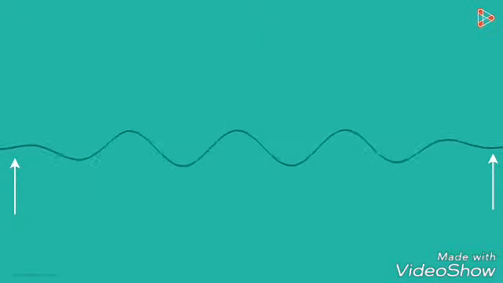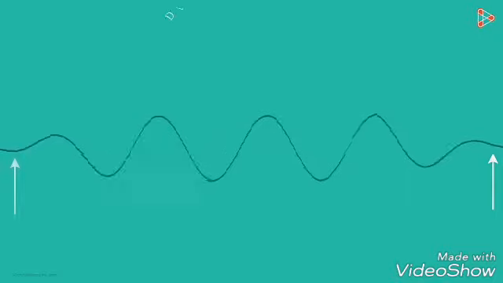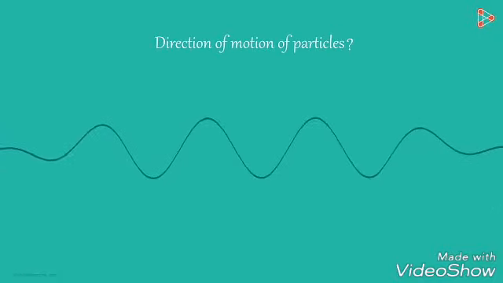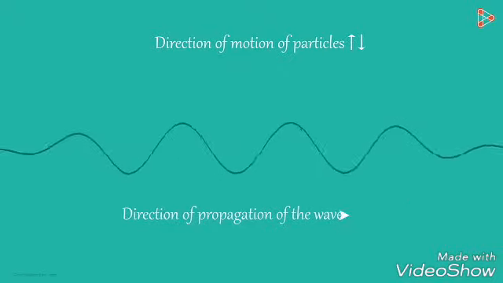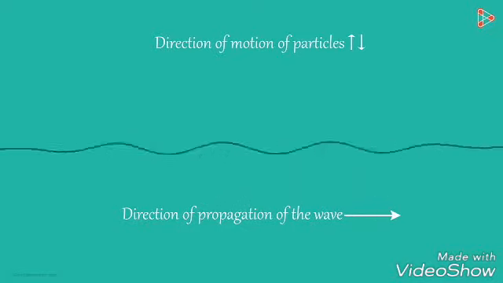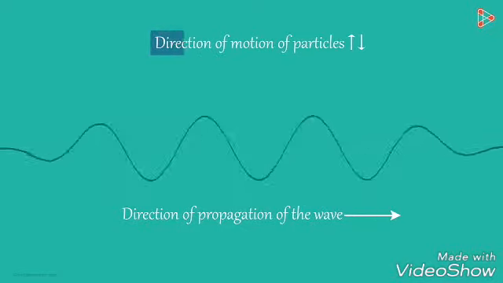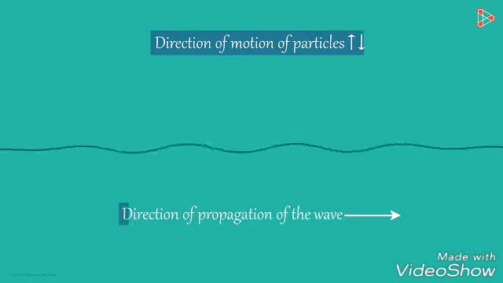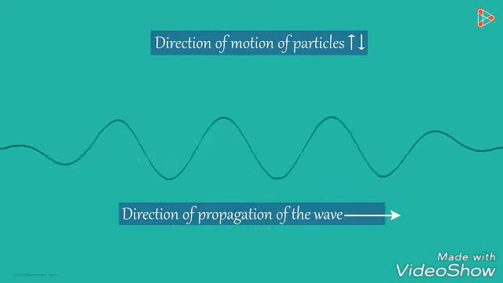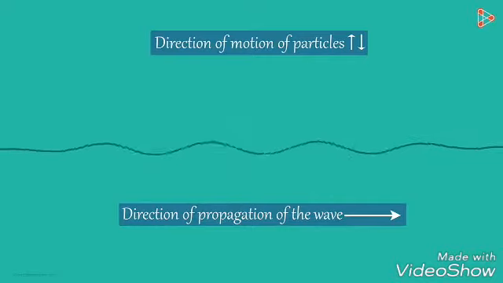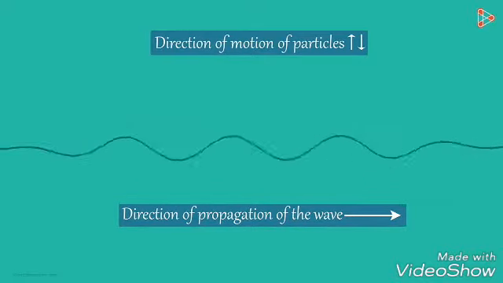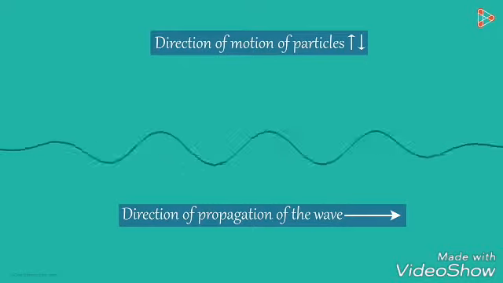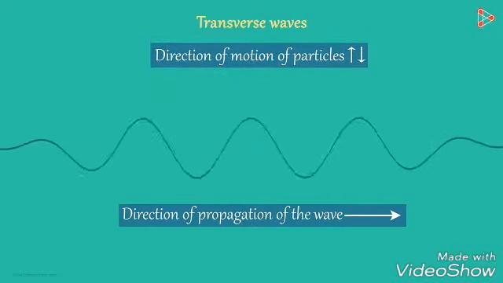What do you notice here? In what direction are the particles of the string moving? Up and down, right? And what about the direction of the propagation of the wave? It's moving to the right. Let me repeat it once. The particles in the string are moving up and down, while the direction of propagation of the wave is towards the right. The particles are vibrating in a direction perpendicular to the direction of the wave. Such waves are called transverse waves.